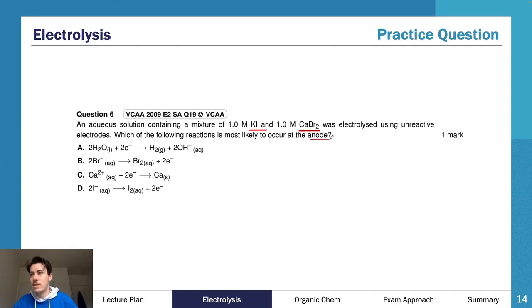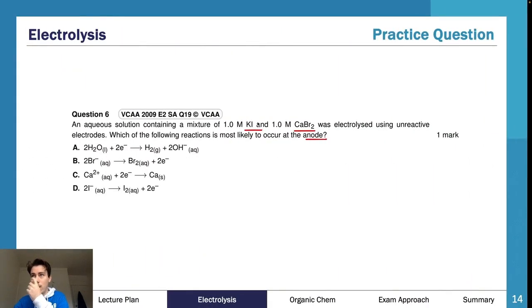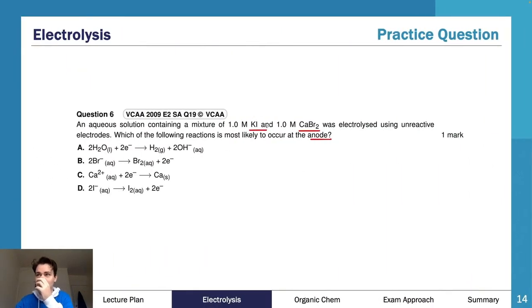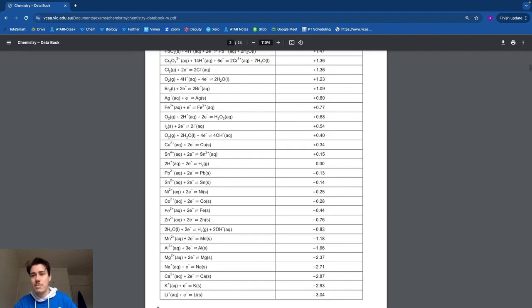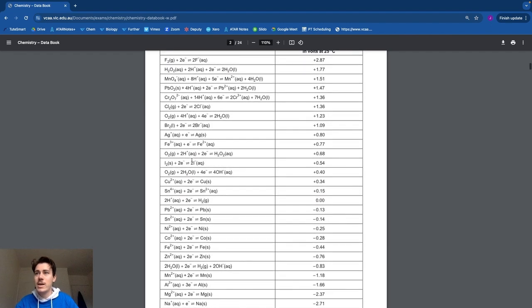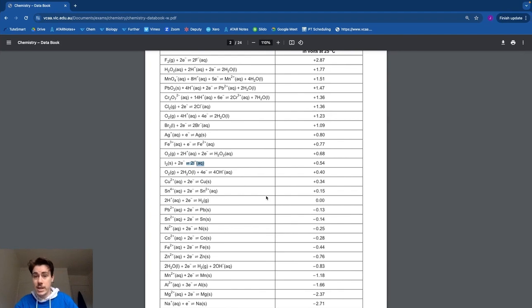So start to think about, what is at the anode? The anode is oxidation. What can go through oxidation here? So I need reductants that can go through oxidation. So I need my electrochemical series. If I'm looking at this scenario, I've got K plus and I minus. So I need to look for these things. K plus is on the left side. It can't go through oxidation. I'm fine with that. I minus can. It's up here. It can go through oxidation.